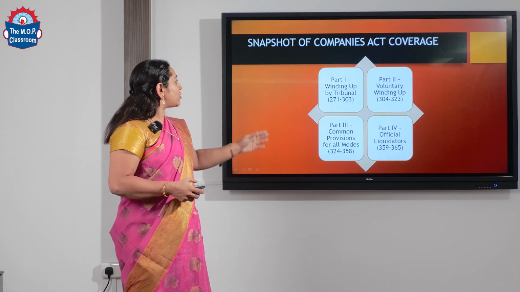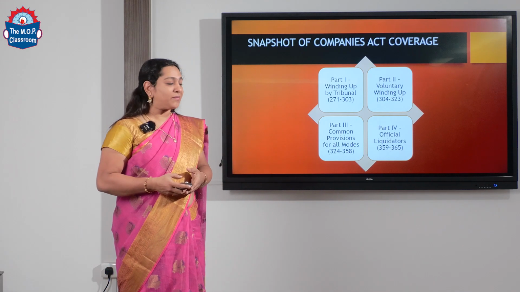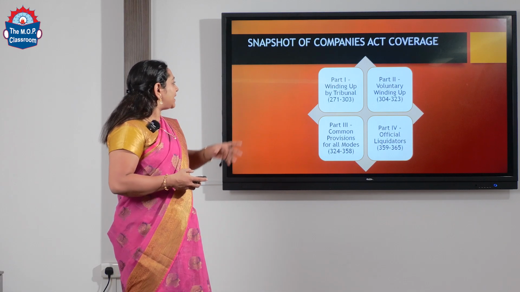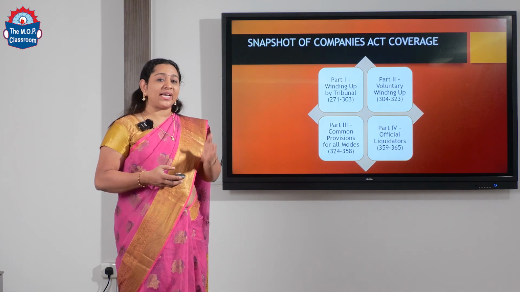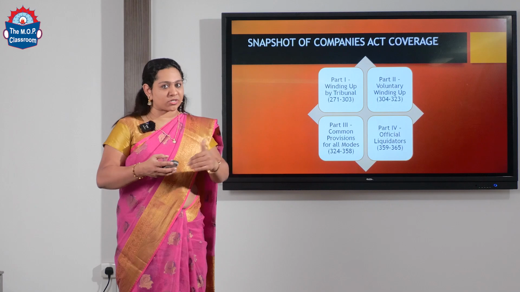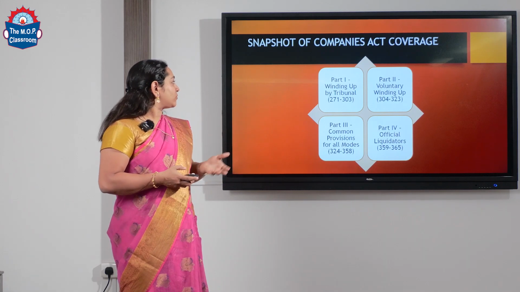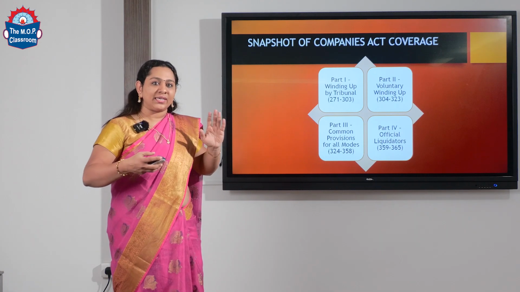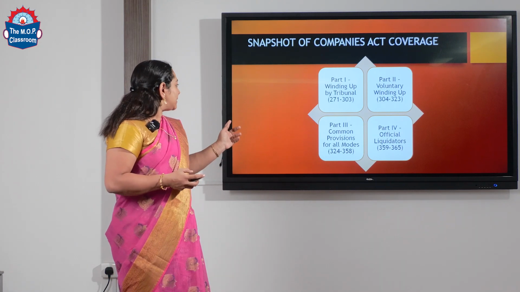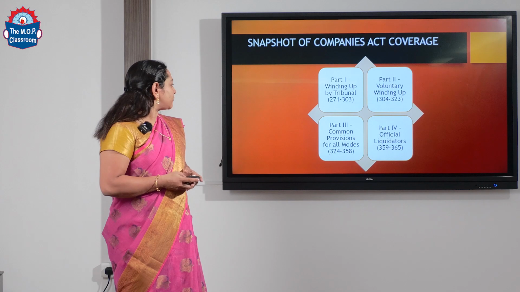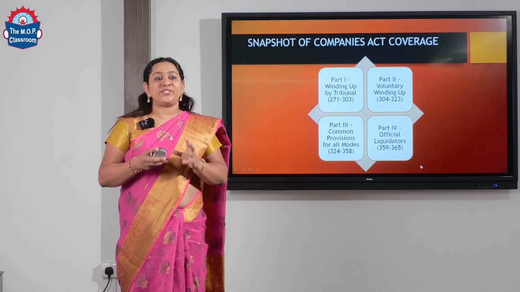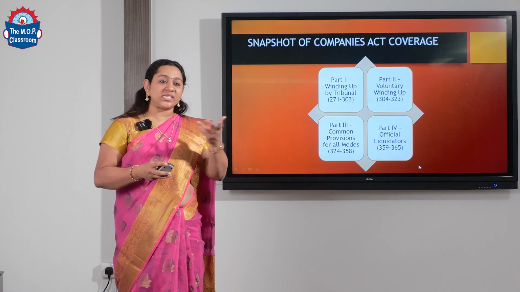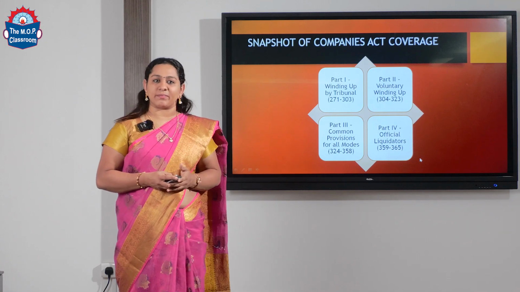So this is a snapshot of what the Companies Act covers. Part 1 is winding up by a tribunal, where the ROC says it is time for you to shut shop. Part 2 deals with voluntary winding up, and this is where the company on its own accord is saying, no, I am done. Part 3 is common provisions for all modes, which are general procedures applicable whichever mode of winding up the entity might choose.